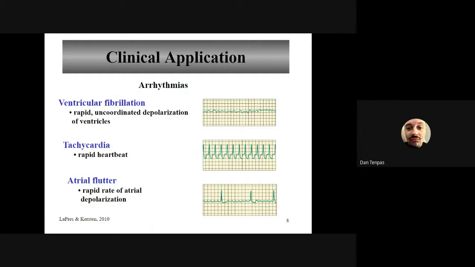Another clinical application quickly: we can use these ECGs to diagnose, not exclusively, but we can definitely monitor and look at these things through an ECG. Ventricular fibrillation is one that I'm going to look at in the journal article that I analyzed. And we can also have a rapid heartbeat and a rapid rate of atrial depolarization as well. So these are just 3 examples of arrhythmias, and that could be resulting from a cardiac cycle that is abnormal or not working properly.